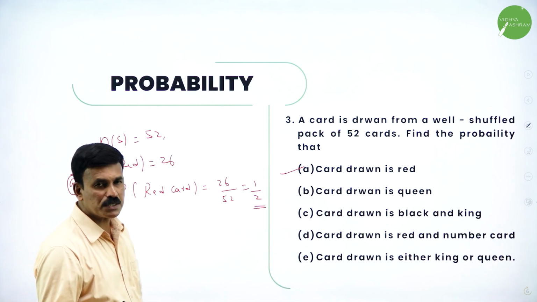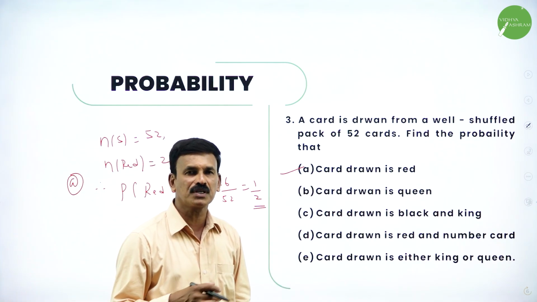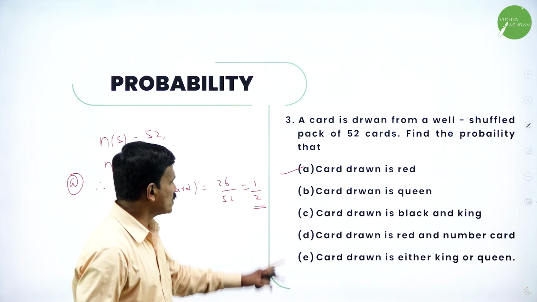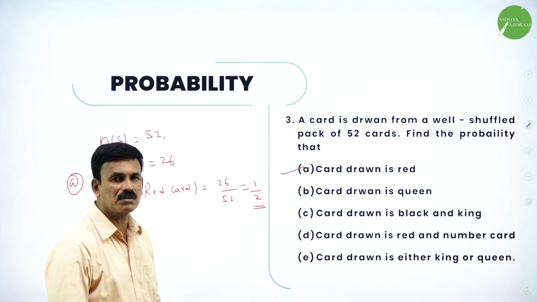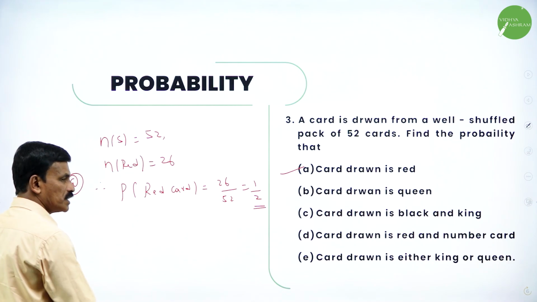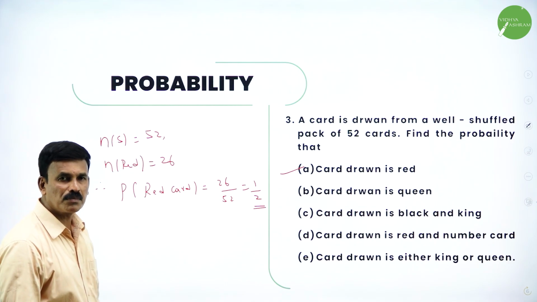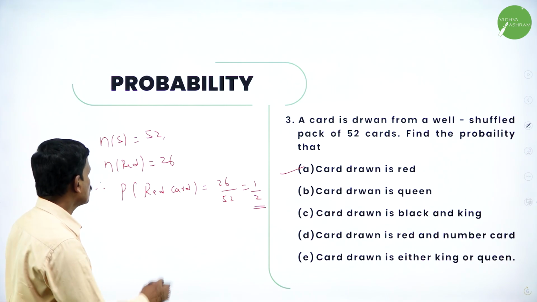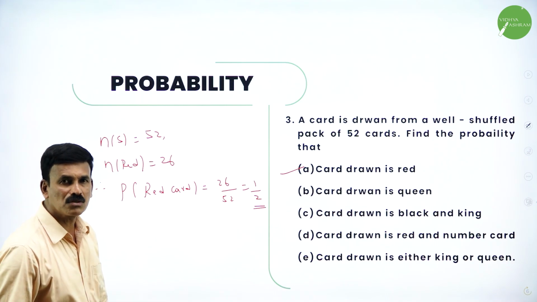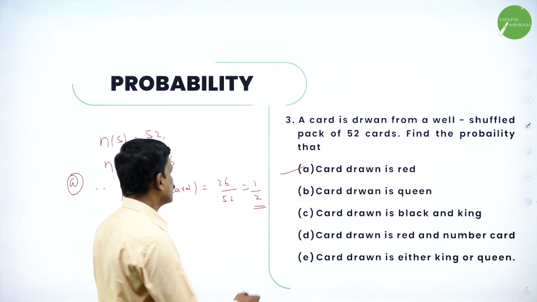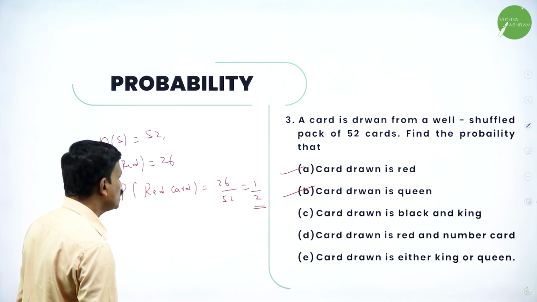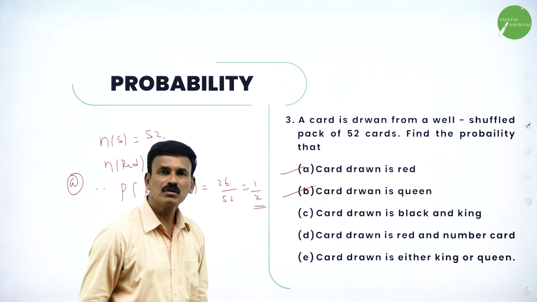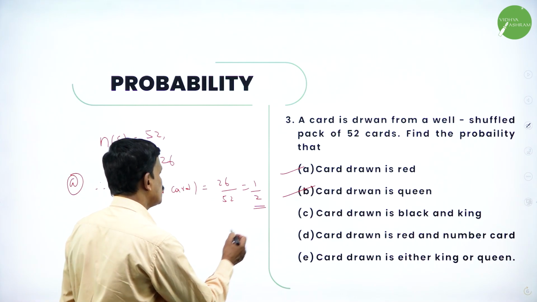Since the sample space contains 52 cards, n of S is equal to 52. And the first condition, a card is drawn which is found to be red. The number of red cards is 26. So the probability of getting a red card is 26 divided by 52, that's equal to 1 by 2. Now the second condition, the card drawn is a queen.